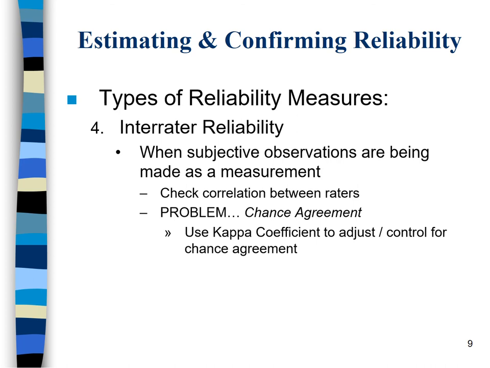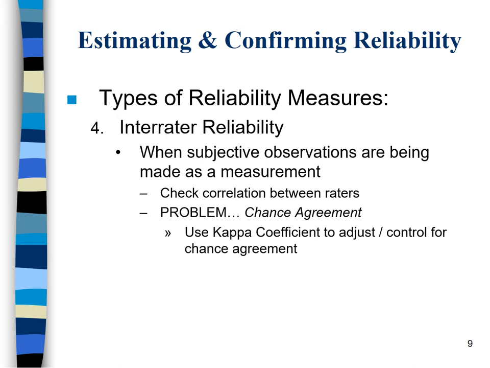And I'm not going to go into much more detail on that, but there is a way to work with that, because there's a reliability coefficient called the Kappa coefficient in statistics that is actually rather effective at adjusting or controlling for the likelihood of chance agreement when you're doing subjective observations. All right, so those are the four types of reliability measures.